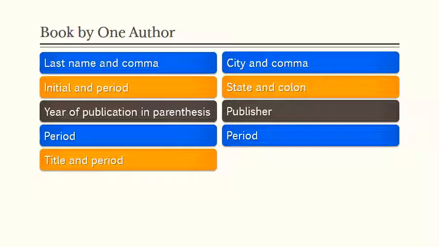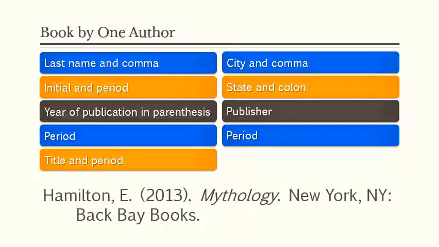This is followed by the title of the book. Remember that titles of books are italicized. The title of the book is followed by a period. The city where the book was published is followed by a comma, and the state where the book was published is followed by a colon. The publisher of the book comes last. The entry ends with a period. The punctuation and order in which the information is entered is important. Here is an example of an entry for Mythology by Edith Hamilton.